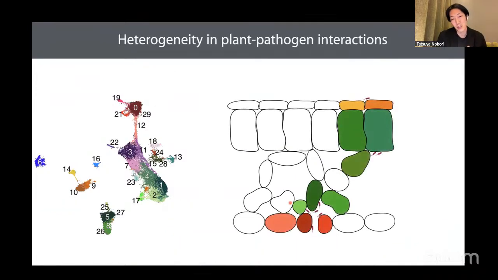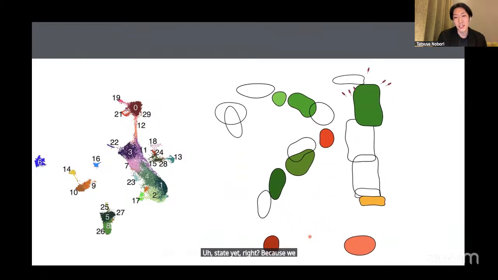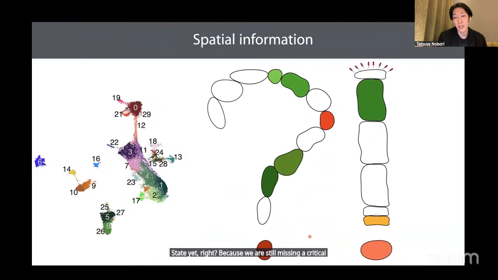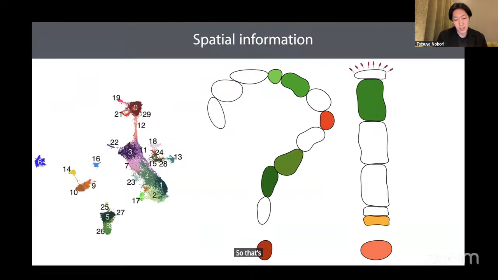Now, the single cell multiome data is really data rich, but we are not quite at this stage yet, right? Because we're still missing the critical spatial information, because all the nuclei are released at the beginning before sequencing. So we have no idea about where those cells came from. So that's the next big knowledge gap.